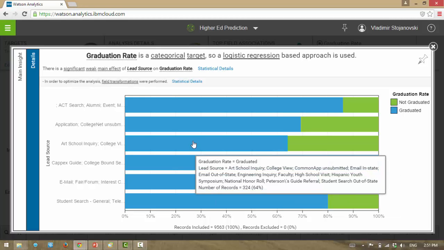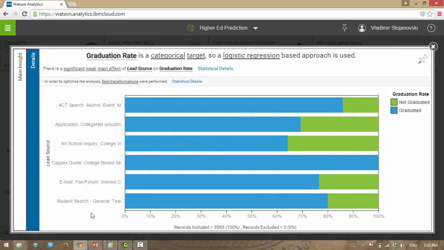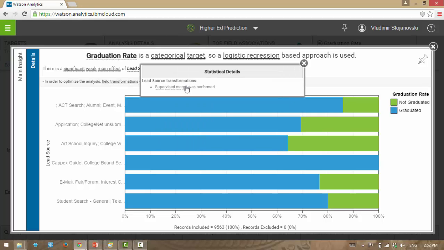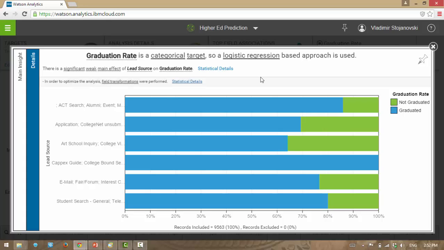Whereas students that are attracted through these lead sources, and you can see how they have been binned here, so art, school inquiry, college view, etc., these students have a 64% rate of graduation, which is the lowest on this chart. And again, binning was performed here by Watson Analytics. We can find out the type of binning here, and it's a supervised merge, which is different from the binning that was performed in the previous example. So again, statistical details are available behind every finding here.